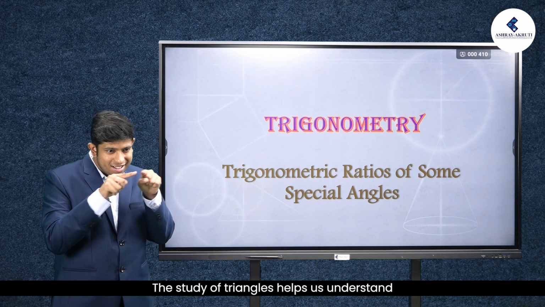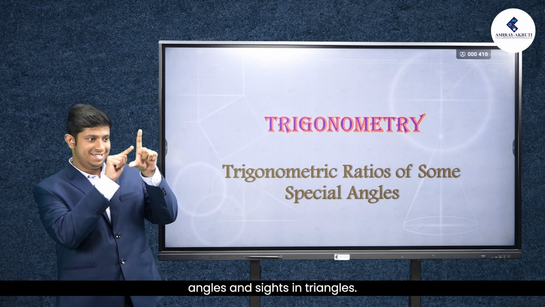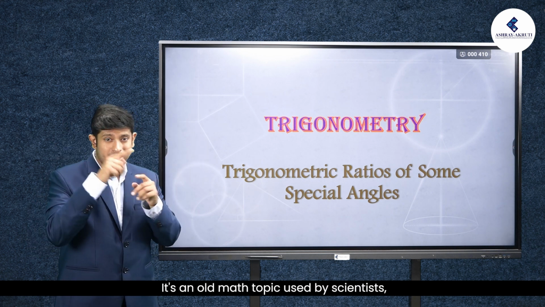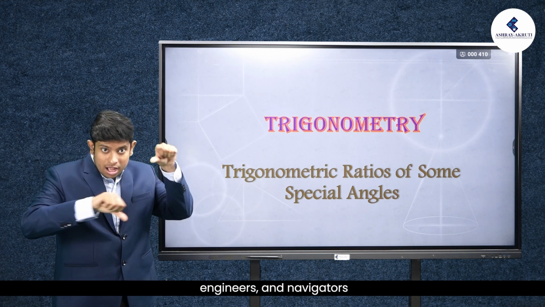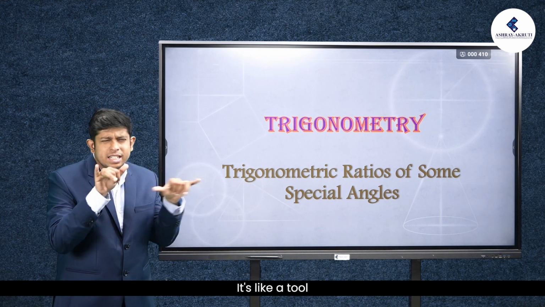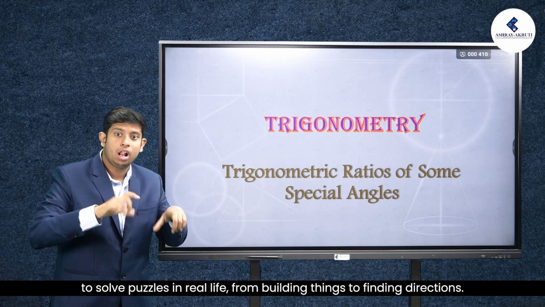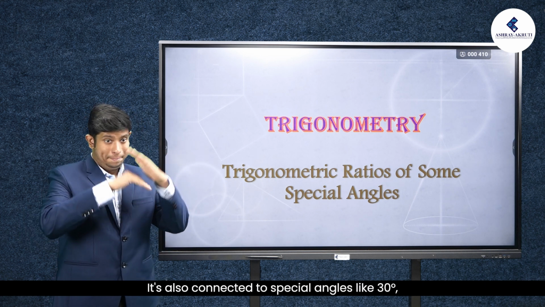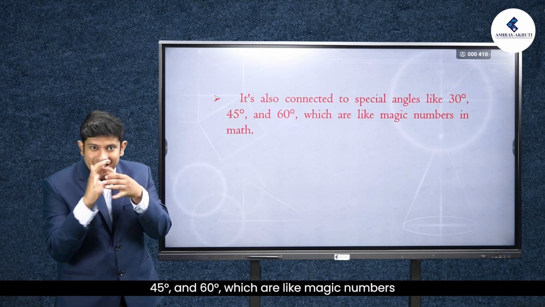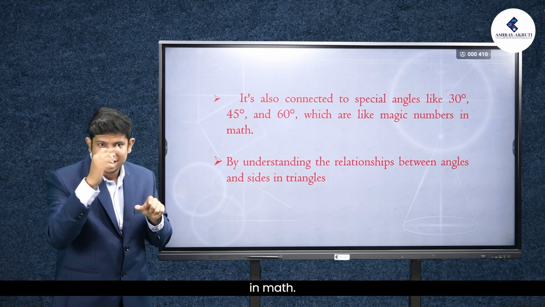Trigonometry, the study of triangles, helps us understand angles and sides in triangles. It's an old math topic used by scientists, engineers and navigators. It's like a tool to solve puzzles in real life, from building things to finding directions. It is also connected to special angles like 30 degrees, 45 degrees and 60 degrees, which are like magic numbers in math.